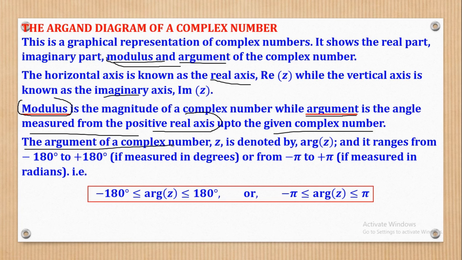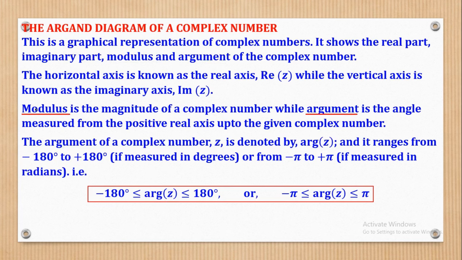So the argument of a complex number, we have seen there's an angle, but that angle is restricted to a certain range. So it ranges from negative 180 degrees to positive 180 degrees and can be measured in radians or degrees. So this one is in degrees. If it is in radians, it will be from negative pi to positive pi. And the argument of a complex number z is denoted by arg z. So when you see this arg z, it means they want argument. So now let's see how we can get the formula for getting modulus and argument of a complex number.